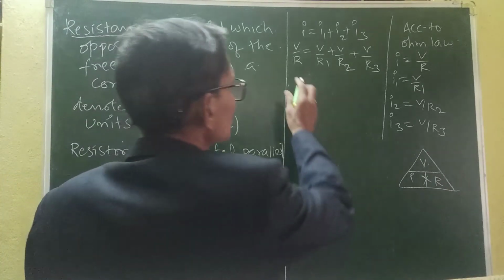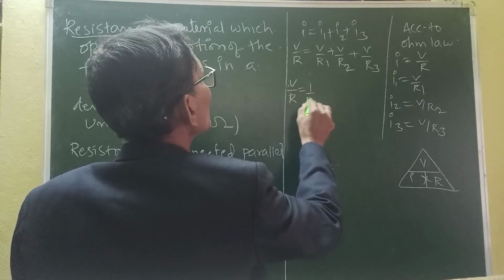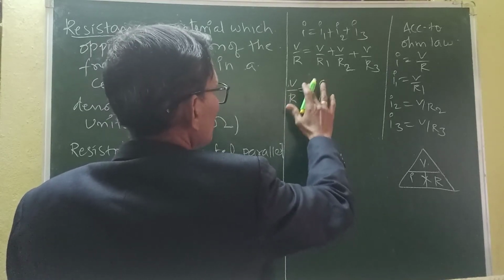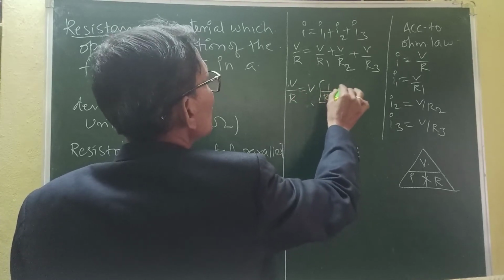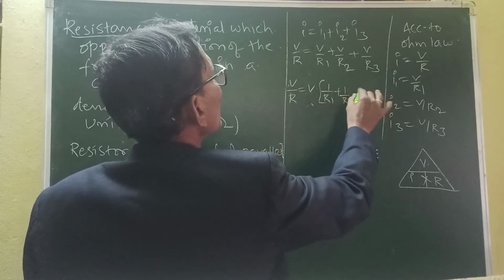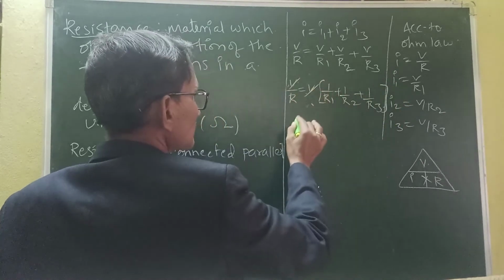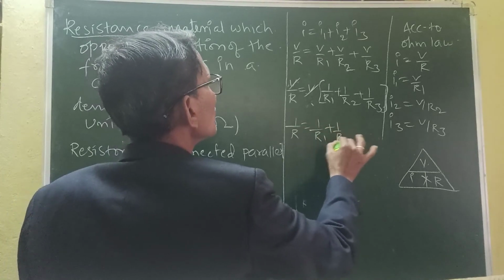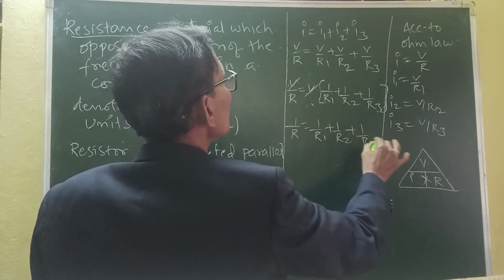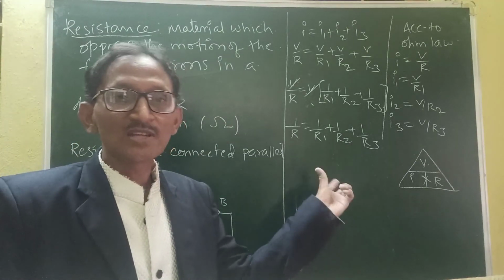Okay, so now considering that, V is a common factor here. Then 1 by R1 plus 1 by R2 plus 1 by R3 can be considered. So V can be cancelled on both sides. Then 1 by R is equal to 1 by R1 plus 1 by R2 plus 1 by R3 for the parallel combination.